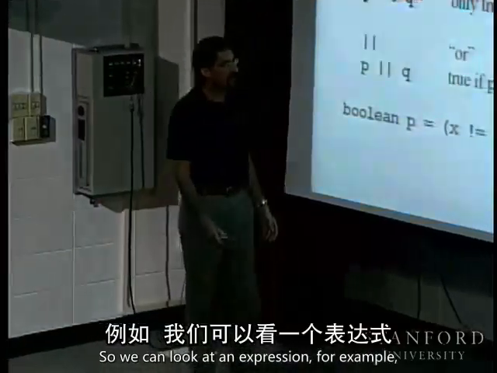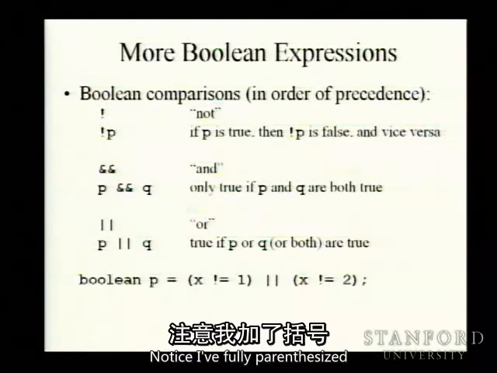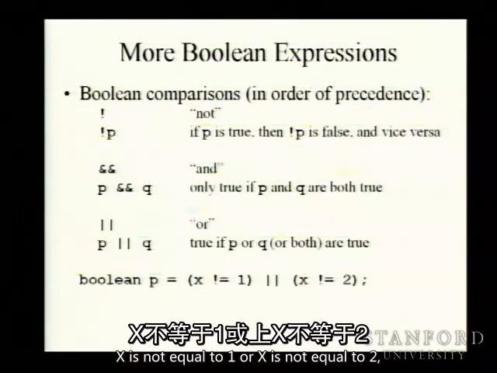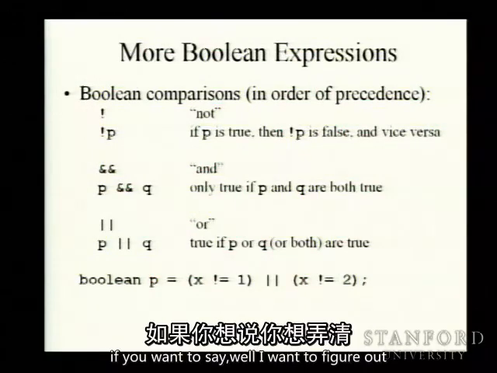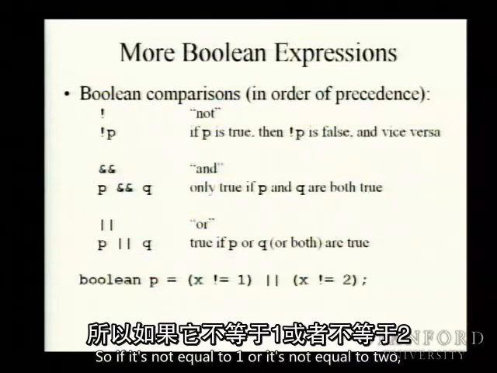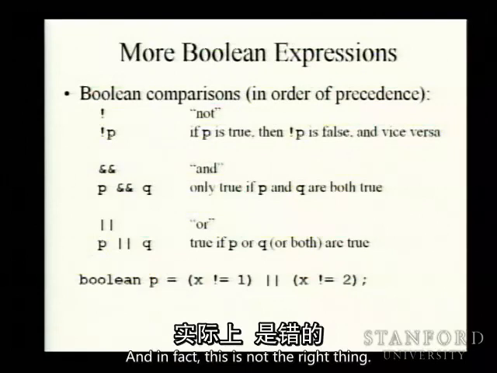So we can look at an expression, for example, Boolean P equals something like this. And notice I've fully parenthesized it to make it a little bit more clear. X is not equal to 1 or X is not equal to 2. So this might be a common thing you want to do if you want to figure out if X is not equal to 1 and X is not equal to 2. So if it's not equal to 1 or it's not equal to 2, isn't that the right thing? And in fact, this is not the right thing.